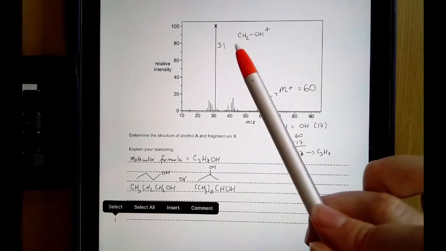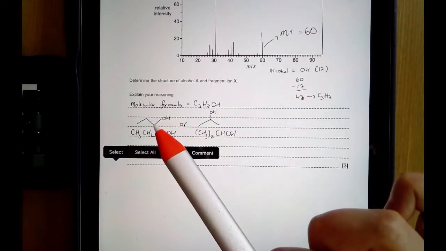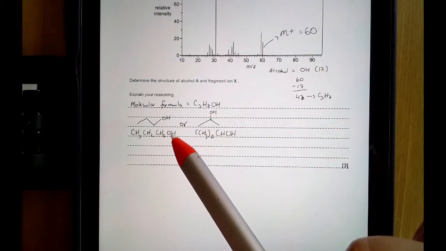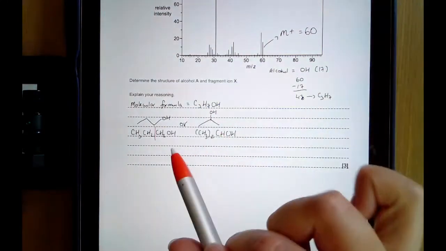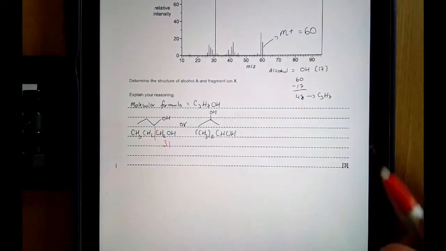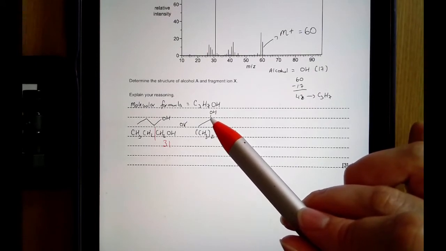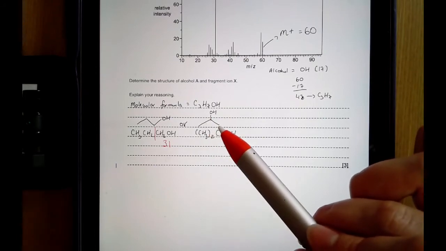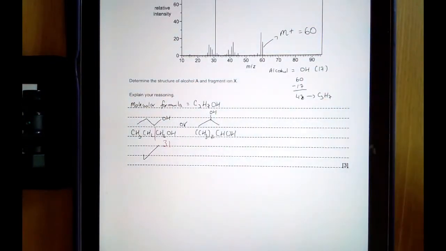So if I know that I have to have an OH bonded to a CH2, then I can use that information to decide between my 2 different alcohols. In propan-1-ol, I do have an OH bonded to a CH2. So if I were to break propan-1-ol right here, I would get this fragment with a mass charge ratio of 31, which I see on my spectrum. On the other hand, over here, the OH in propan-2-ol is bonded to a CH group, not a CH2. Therefore, there is no way I'm going to get that fragment at 31 from propan-2-ol. Therefore, my answer must be propan-1-ol.